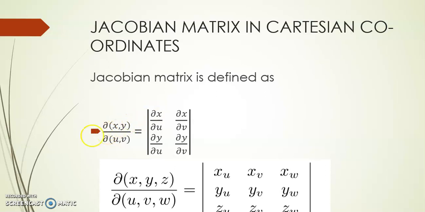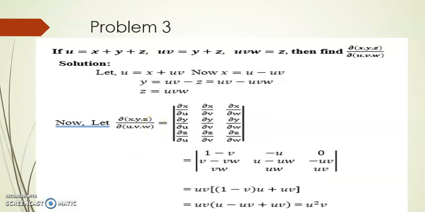∂(x,y)/∂(u,v) is equal to the determinant of, take the first variable and append the first variable to the denominator. So this is going to be ∂x/∂u, ∂x/∂v, and ∂x/∂w. While substituting all the entries here and expanding, we will be getting it as u squared v.